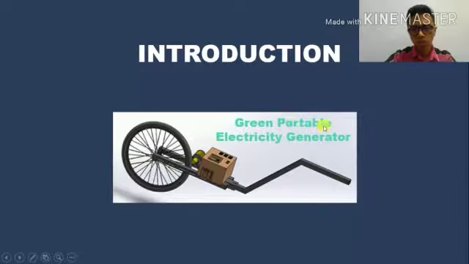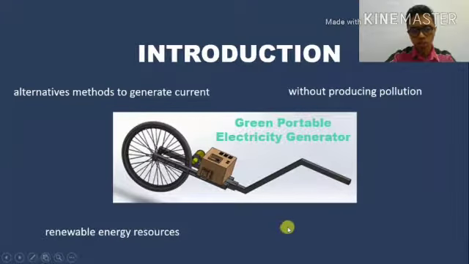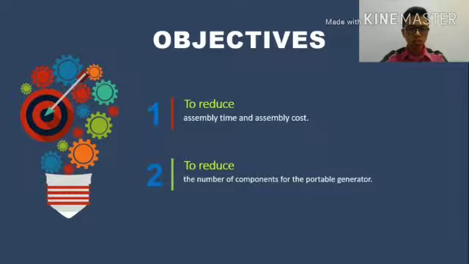The product is a portable electricity generator. The generator is used as an alternative method to generate electric current without a module voltage, meaning the resources. Features can be subject to completing the project. We reduce the number of items for the portable generator.